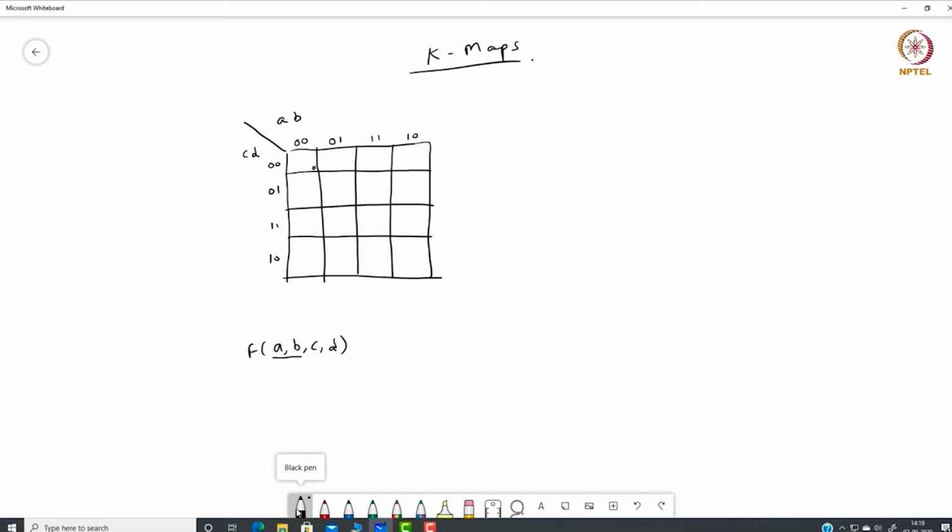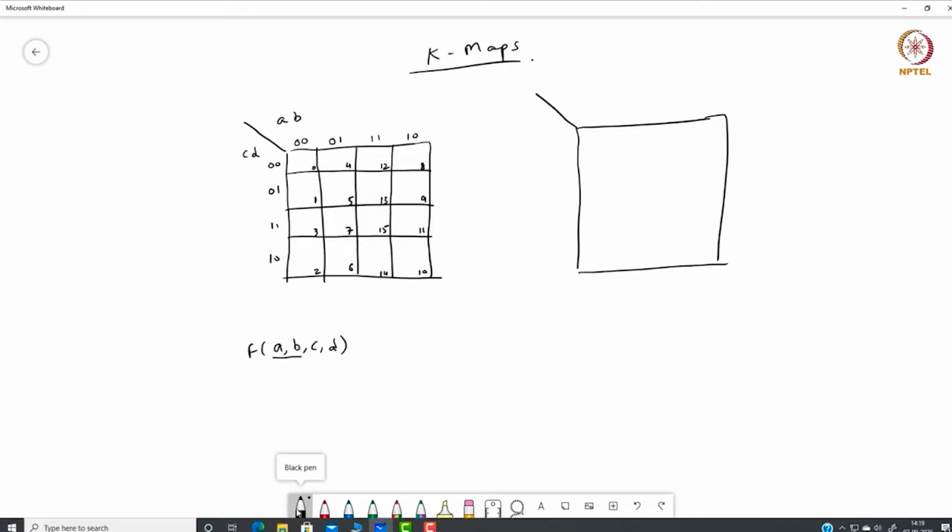So we can write 0, 1, 2, 3, 4, 5, 6, 7, 8, 9, 10, 11, 12, 13, 14, and 15.